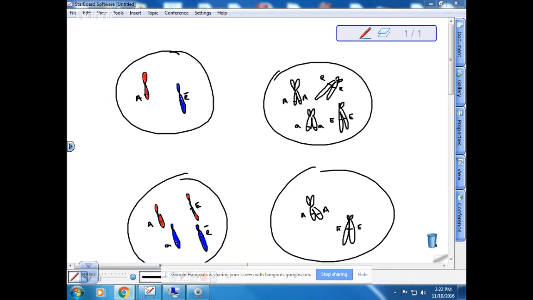Okay, so why did I color in some of the chromosomes as red and blue? I could have colored in the other two cells, but I only did this one and this one. What do the red and the blue represent? Mom and dad, right? So the red chromosomes are the ones that you would get from your mother, so they're the maternal chromosomes, and the blue are the paternal chromosomes, okay?